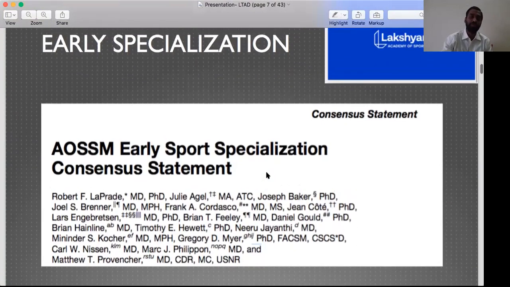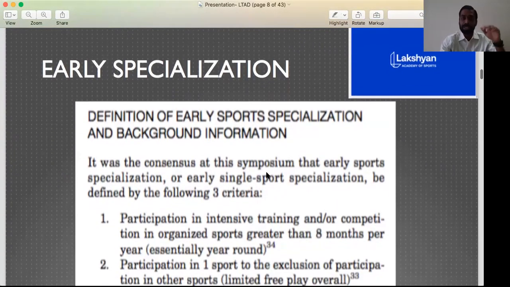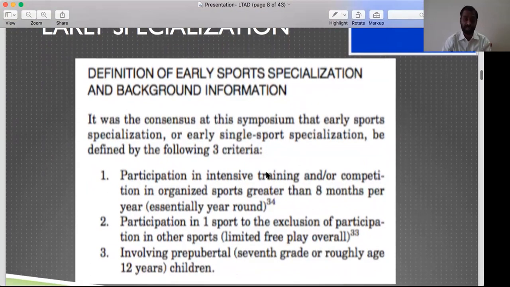The Association of Orthopedic and Sports Medicine in the USA gave a very good consensus statement in 2012. The consensus was that there are 3 basic points to understand the definition of early specialization. Number 1 factor was participation in intensive training and or competition in organized sport greater than 8 months. That means if you play only one sport, or you keep training or competing in one particular sport for 8 months or more, you are specializing in one sport.